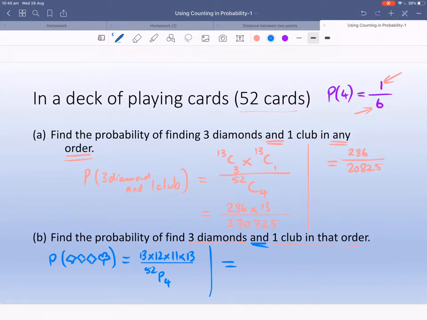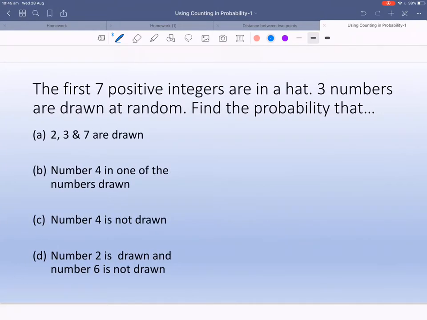And that's going to be all over 52 pick 4. So it'll be 143 over 41650. All right, so that's our answer for that one. Okay, we're going to look at a couple more examples.